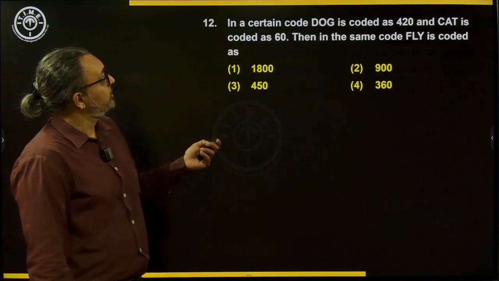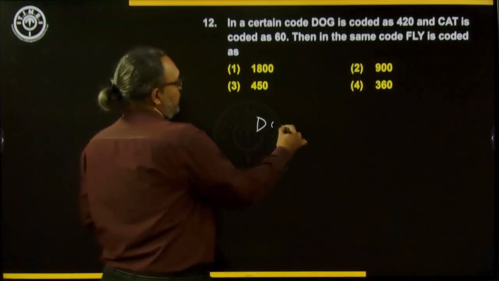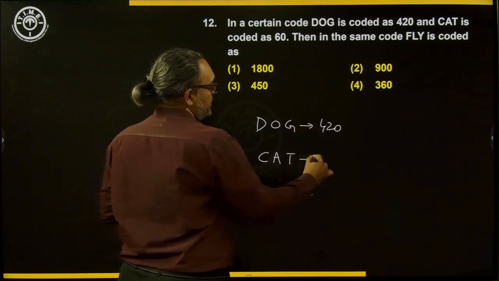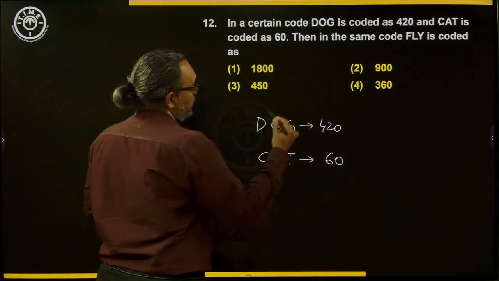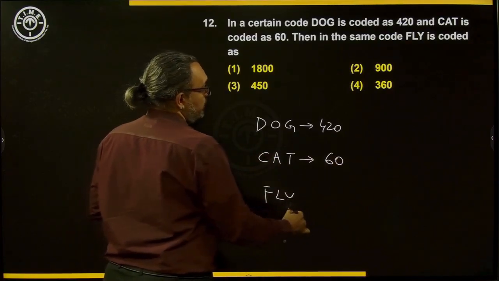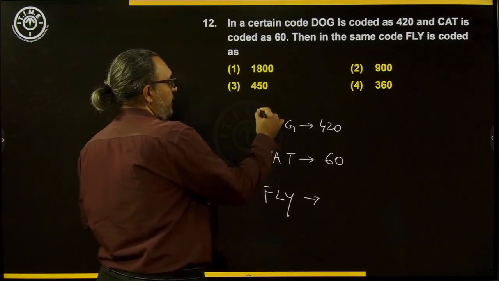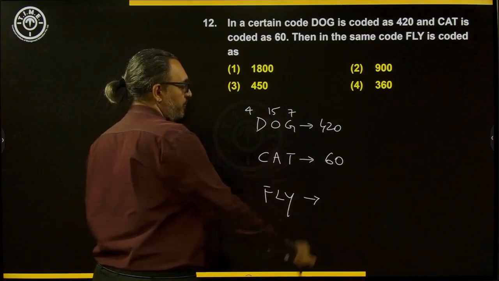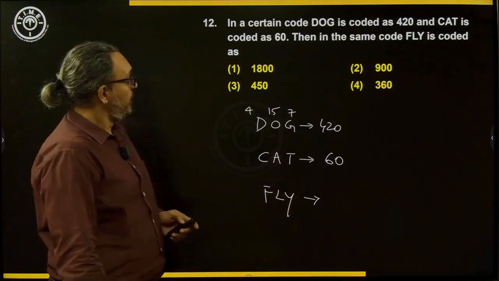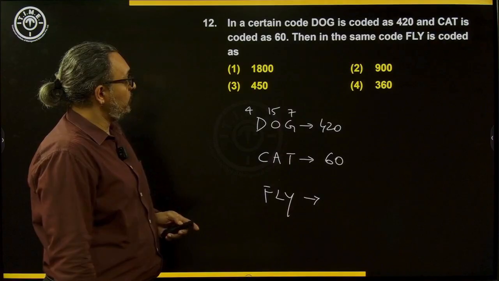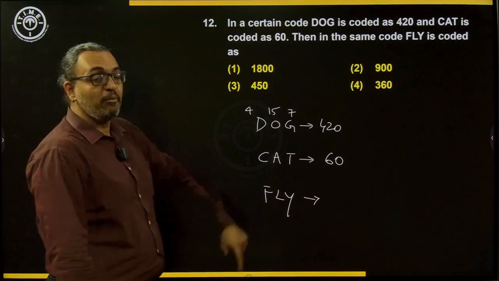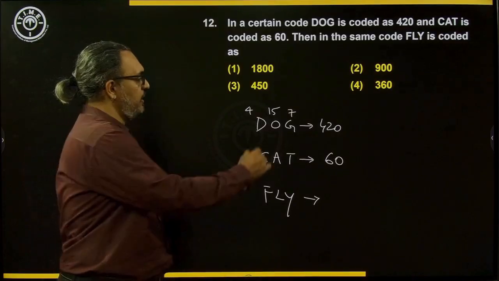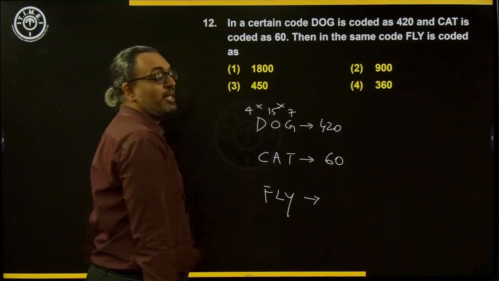Right. The next, in a certain code, dog is coded as 420. Cat is coded as 60. Then in the same code, fly is coded as? Now we take the place values 4, 15, 7. Correct? Now by adding, obviously it is not working. What if I multiply? 4 into 15 is 60. 60 into 7 is 420. So basically it is the product of place values.